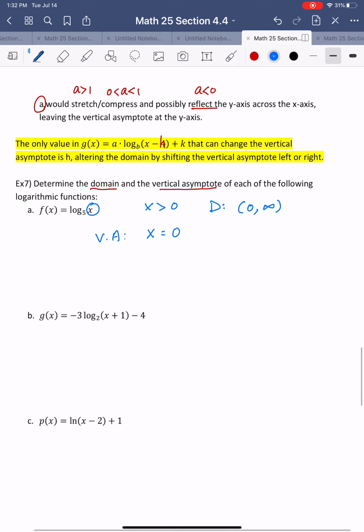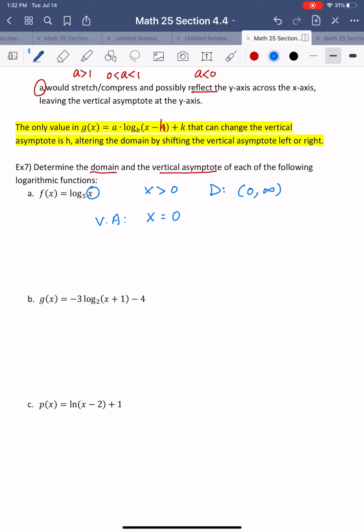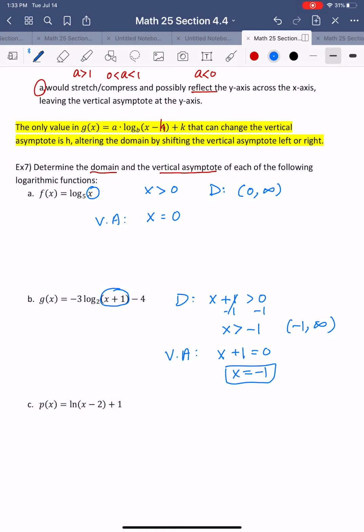Now in order to find the domain, you need to look at whatever is next to the log, not negative 4, okay, negative 4 is about k. So for the domain, set x plus 1 greater than 0, and solving for x, subtract 1 from both sides: x is greater than negative 1, which means negative 1 to infinity. As for the vertical asymptote, you just need to set x plus 1 equal to 0, so x equals negative 1. That's the vertical asymptote.